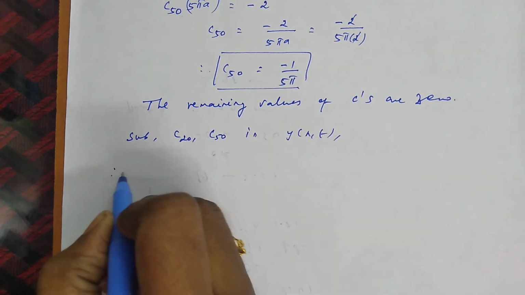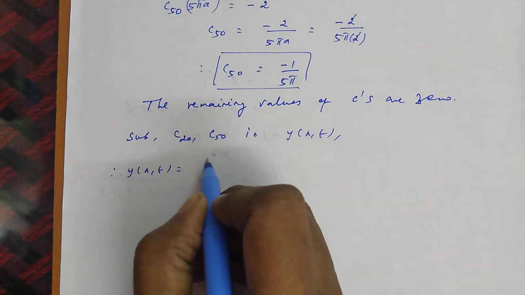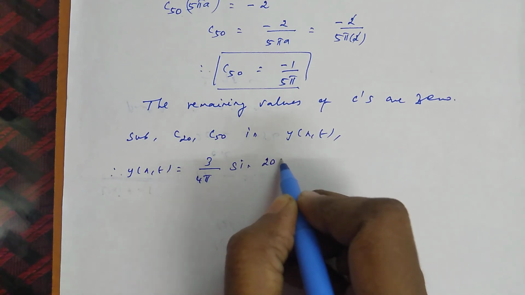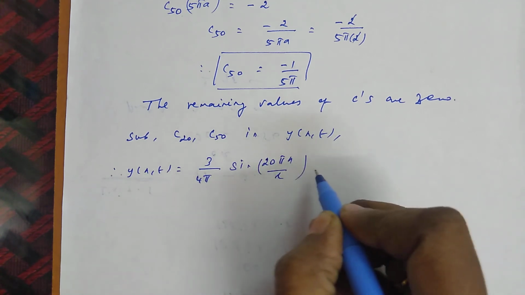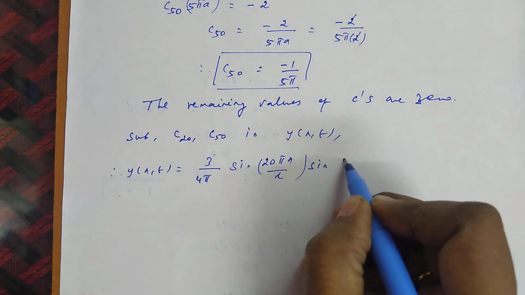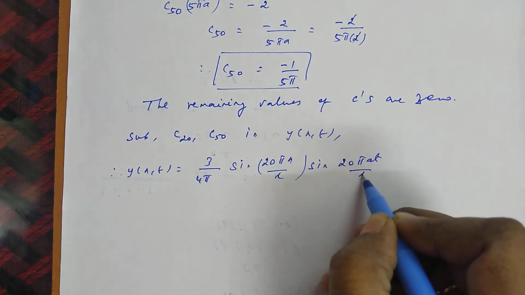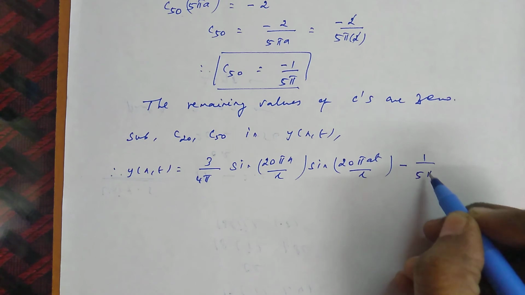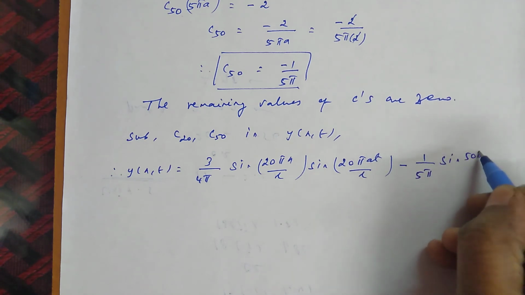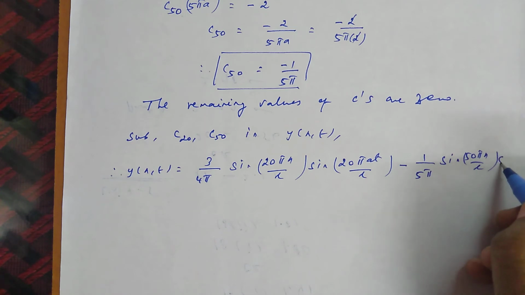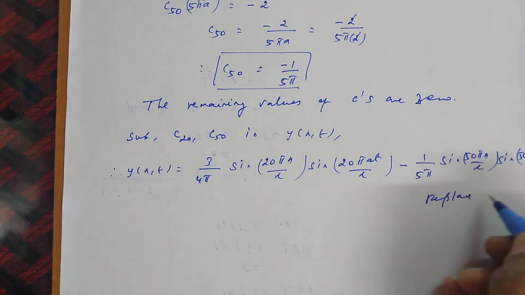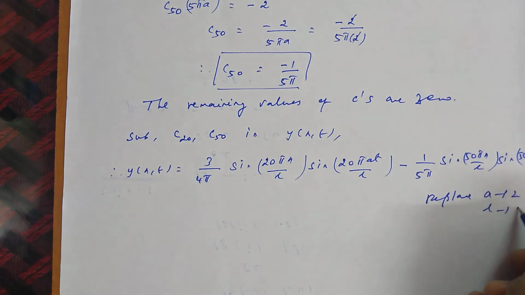Therefore y of x comma t equal to 3 by 4 pi sin(20 pi x by L) into sin(20 pi a t by L), then C50, that is minus 1 by 5 pi sin(50 pi x by L) into sin(50 pi a t by L). Okay, so what we are going to do is replace a is equal to 2 and L is equal to 10.